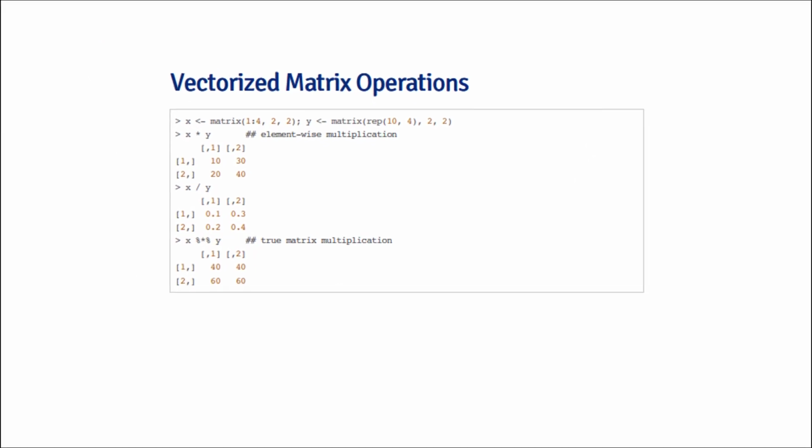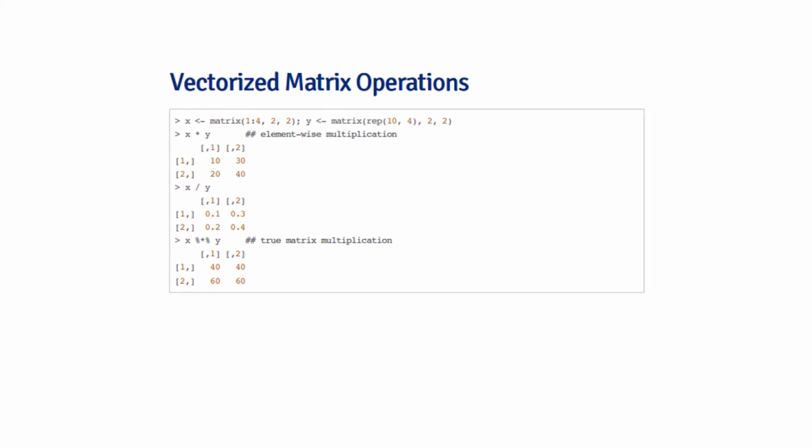Similarly, you can add, subtract, multiply and divide matrices together. It's useful to know this because there are different types of matrix multiplication. I have created two matrices here, x and y. x is the matrix 1 through 4, a 2 by 2 matrix, and y is a matrix that's all tens. It's also a 2 by 2 matrix. If I just do x times y, this is not a matrix multiplication. This is an element-wise multiplication.